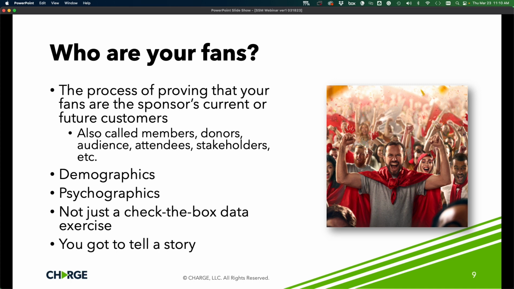Now, you are now trying to define your audience, and it's important that you speak confidently to that. So defining your audience, determining who your fans are, is the process of proving that your fans are the sponsor's current or future customers. So this part of the sponsorship sales conversation is you're demonstrating to the sponsor that they can find their customers among the people that are your audience.